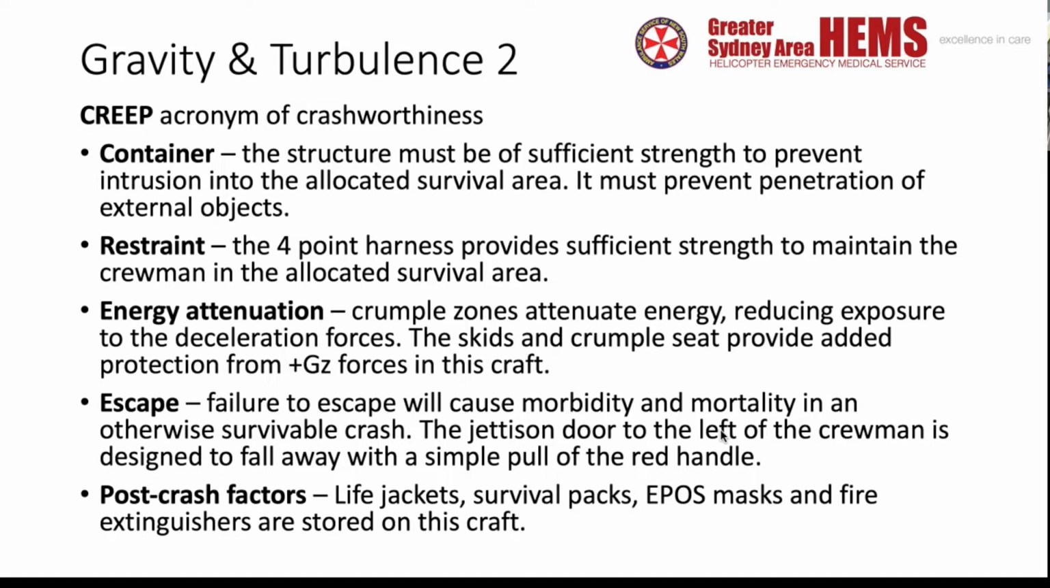So you're thinking about the container, i.e. the structure of the aircraft, and obviously that is preventing penetration of external objects to a degree. The 4-point harness or 5-point harness for the pilots is for keeping the staff and any sitting patient in their seat. Energy attenuation, so crumple zones, and for example, the skids and the seat we actually sit in reduce the amount of force delivered to the personnel within the aircraft in the event of a crash.